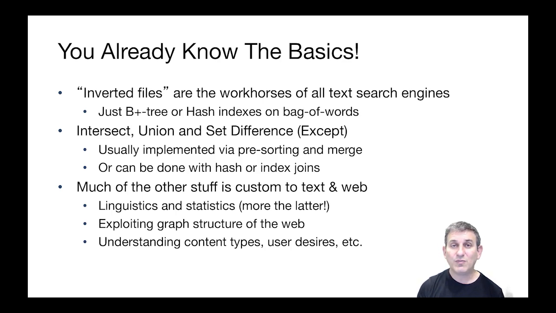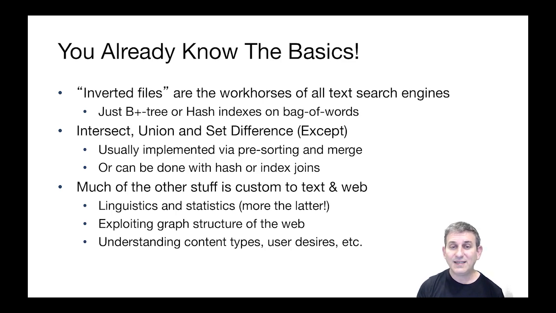When would you not want to use a postings list? When might it be better to use a hash or index join? And then, let's be clear, some of what goes on in information retrieval is custom to text and web, especially linguistics and statistics issues. Statistics in recent years on the web has proven more important than linguistics, it turns out. Interestingly, it's more interesting to know about frequencies of things than to know about language models. Exploiting the graph structure of the web turns out to be very important, as we will discuss soon.